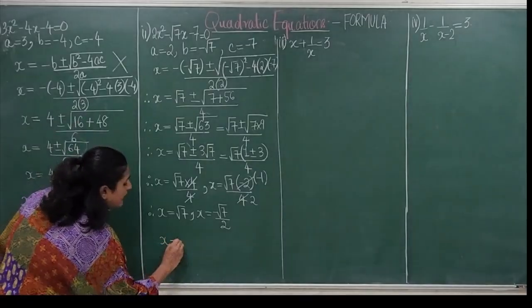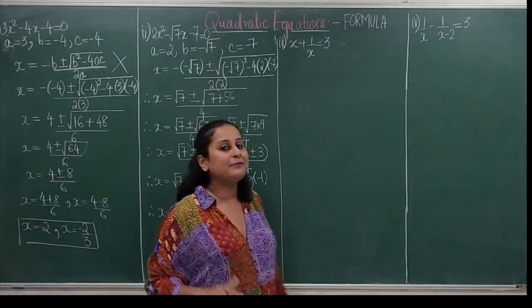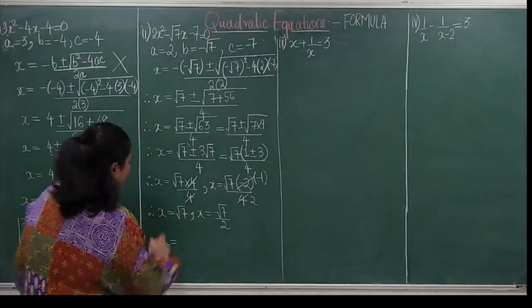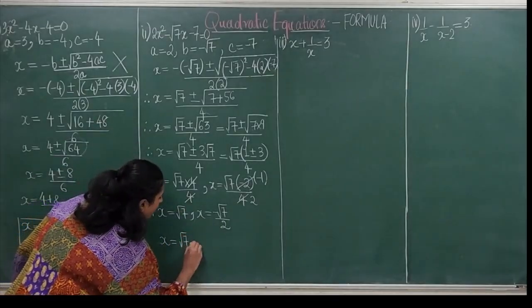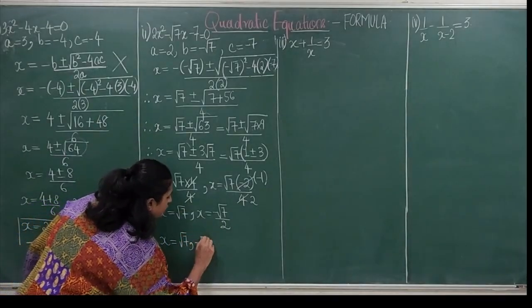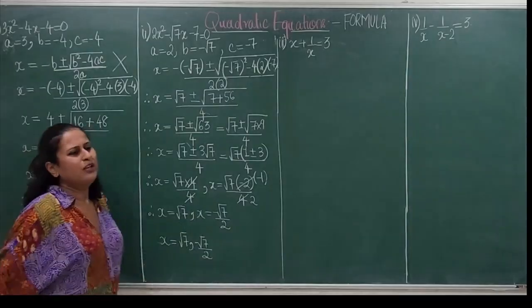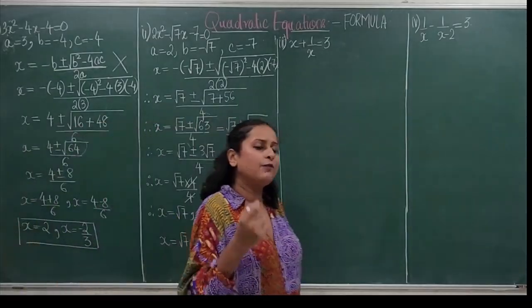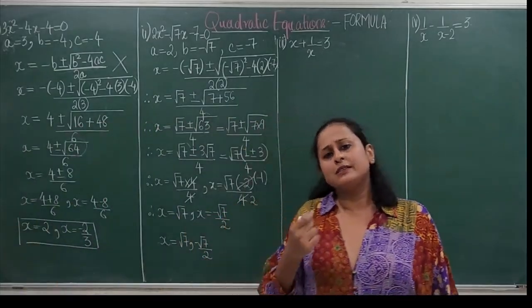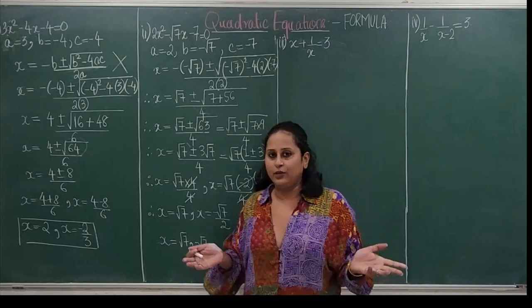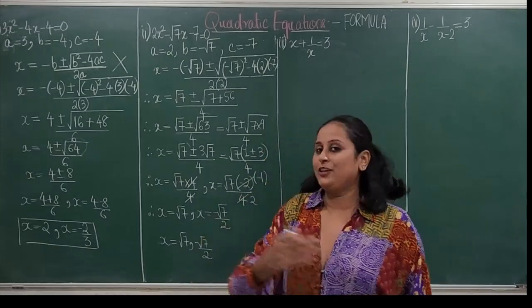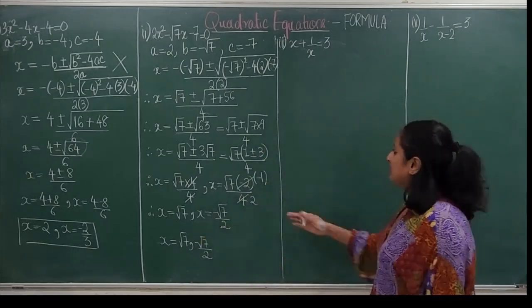That means what are the values of x for which this equation becomes equal to 0? It is root 7 or it is minus square root 7 upon 2. You can say root or square root. The word root, if you use it just alone, it is square root only. But if it is cube root, then you have to say cube root. I hope you know this.